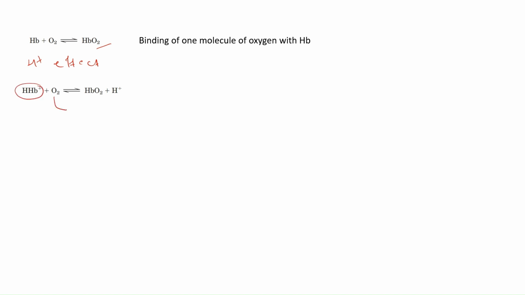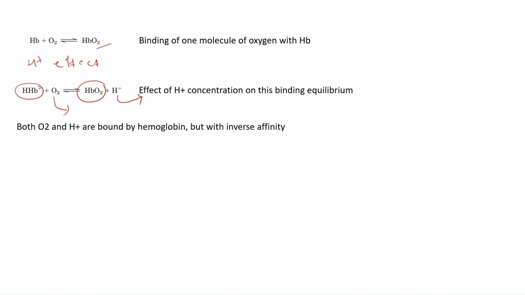Now, when the hemoglobin binds with oxygen, it forms HbO2. This is the binding of one molecule of oxygen with hemoglobin. Now, if we want to know the effect of H plus concentration on this equilibrium, the reaction will become like this. What is this reaction saying? When the hemoglobin is bound with H plus, it releases O2. When the hemoglobin is bound with O2, it releases H plus. That means they are inversely related. The binding of O2 and H plus is inversely related to each other. The same is the situation with CO2 as well. So both oxygen and H plus are bound by hemoglobin, but with inverse affinity, and the same is true for O2 and CO2 as well.